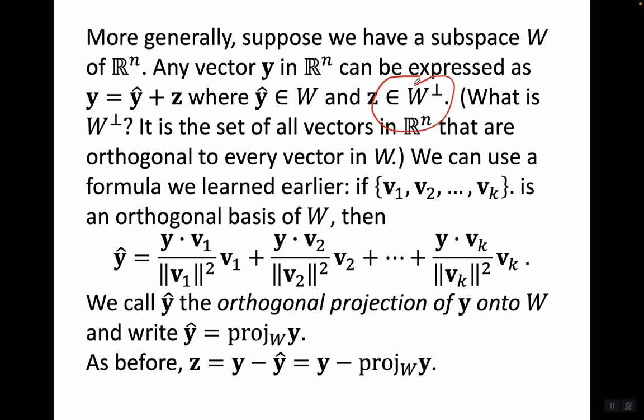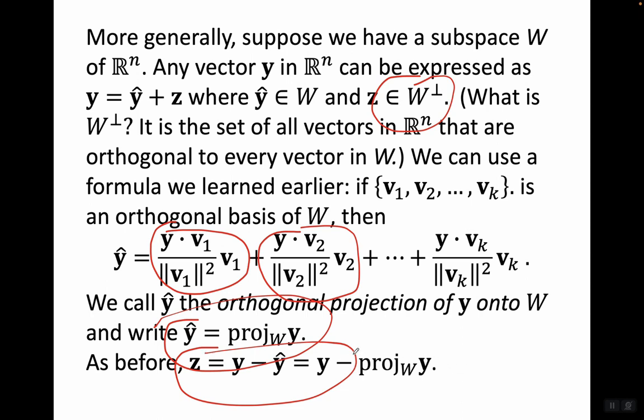We can use a formula we learned earlier. If v1, v2, up to vk is an orthogonal basis of W, then y hat is going to be (y dot v1 over length of v1 squared) times v1, plus (y dot v2 over length of v2 squared) times v2, and so on. We call y hat the orthogonal projection of y onto W and write this. So y hat equals the projection of y onto W. As before, z is going to be y minus y hat. In other words, it's going to be y minus the projection of y onto W.